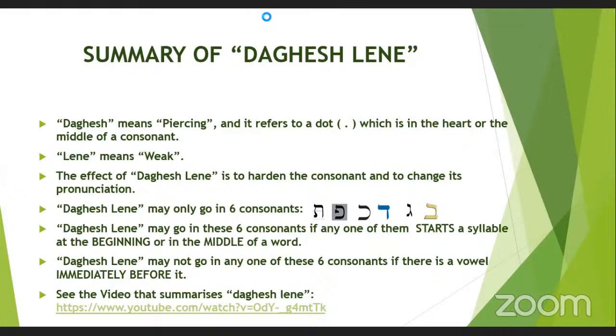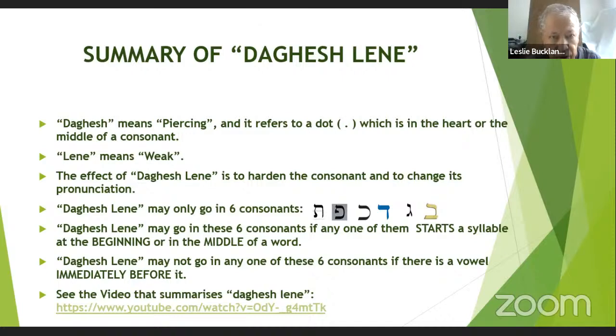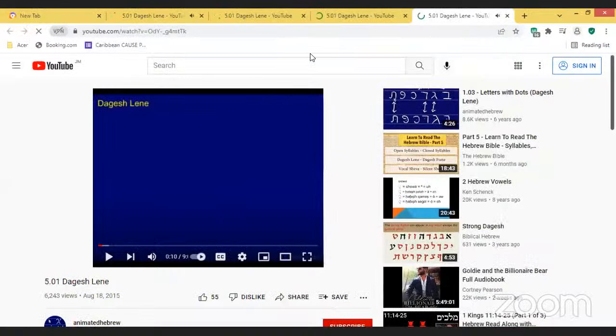Dagesh lene. Now, the dagesh lene is something we've already seen in the lesson, chapter 1. We looked at 6 Hebrew letters that take this thing called the dagesh lene. We got 6 Hebrew letters that Begad. All right, hold on.